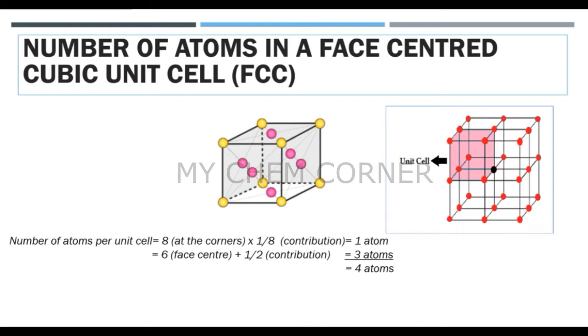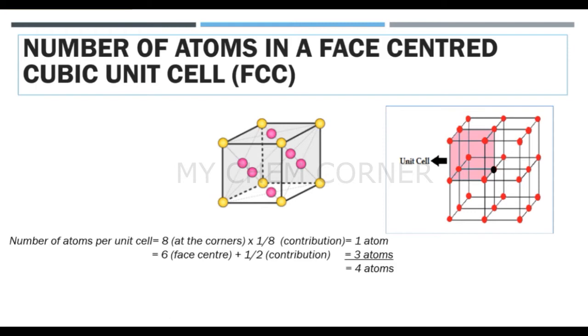So this way we will calculate the number of atoms per unit cell for a primitive cube, for a body-centered cube and for a face-centered cube. For a primitive cube, it's only one atom. For a body-centered cube, it is 2 atoms. And for a face-centered cube, it is 4 atoms. So that is the end of the video where we talked about the basic definitions of a crystal lattice and a unit cell.